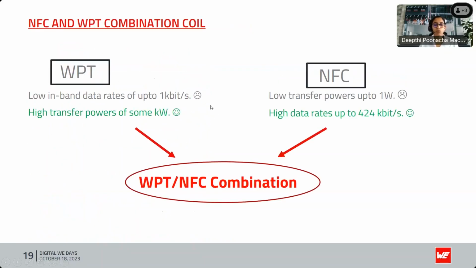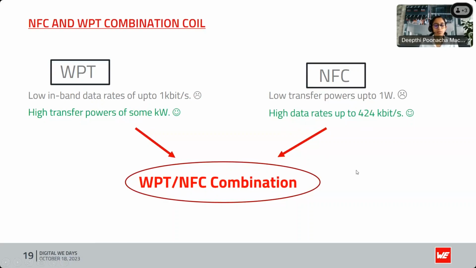Now that we have had an overview of both technologies, we can sum up the advantages and disadvantages of both systems. The disadvantage in the WPT was that it had very low in-band data rates of only up to 1 kilobit per second, and in the NFC, it can transfer very low power of only up to a few watts. In the WPT, the advantage was that it can transfer high power, and in the NFC, the advantage was that it can transfer high data rates.